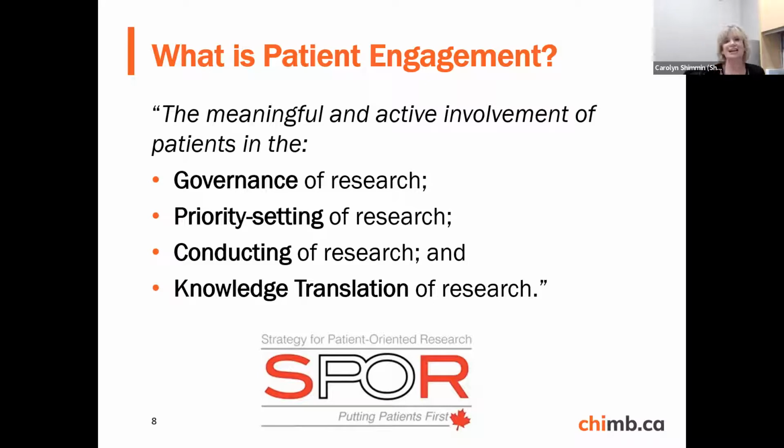So what we mean by that is seeing people with lived experience on steering committees, operational committees, even things like data safety monitoring boards of research. Also involving people with lived and living experience in the priority setting of research, as well as conducting of research. So we've seen people with lived and living experience as co-researchers conducting or collecting data, and then also in the knowledge translation of research. So how do we co-develop ways to share our findings after the research is done?